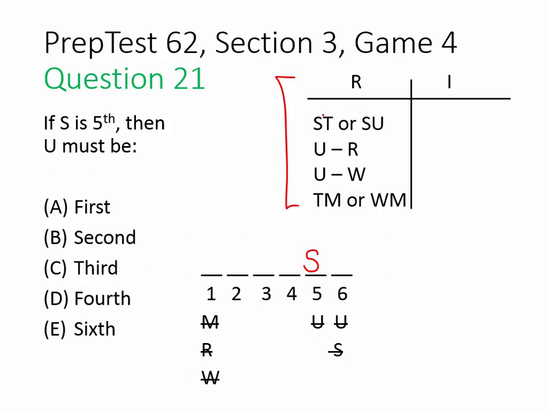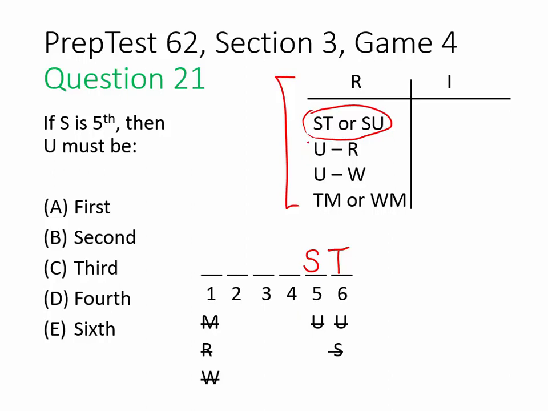We also remember that we have to have ST or SU up here, but we're not allowed to put a U in this sixth spot, therefore it must be a T. Great. So we have two of our variables placed, and we have to figure out where U can go.